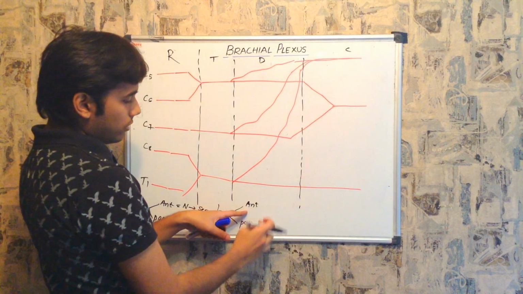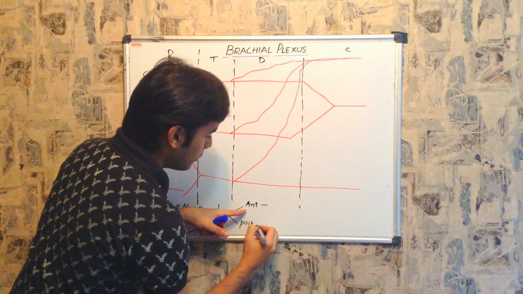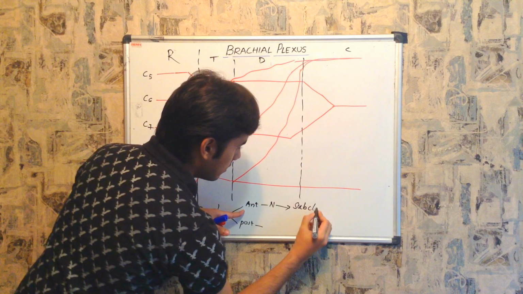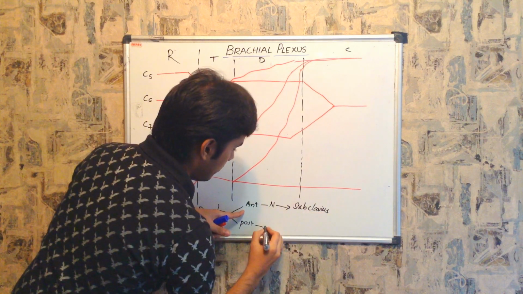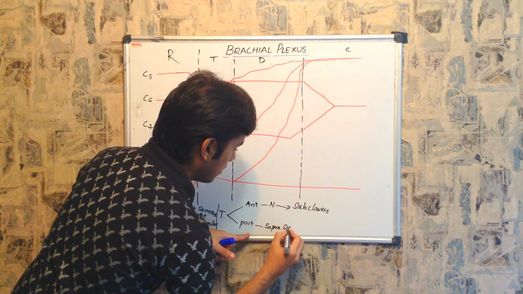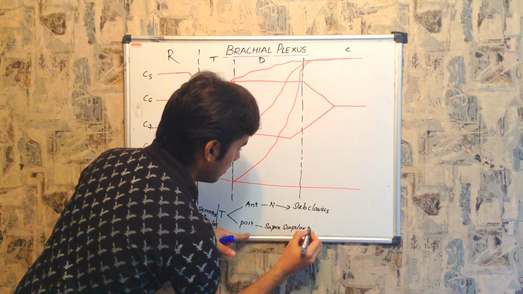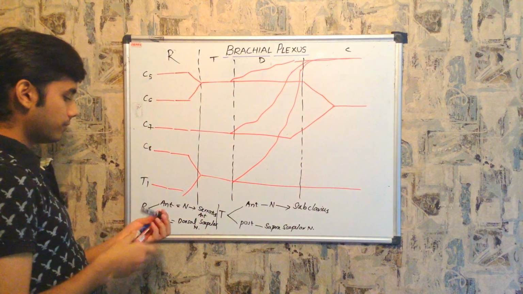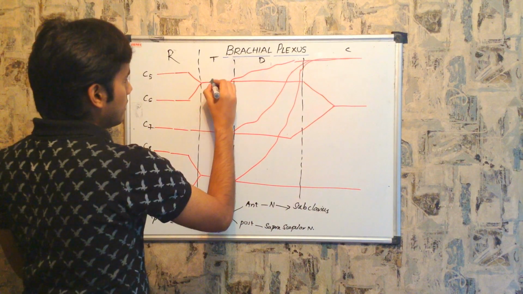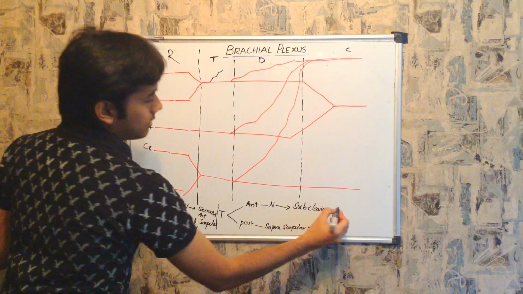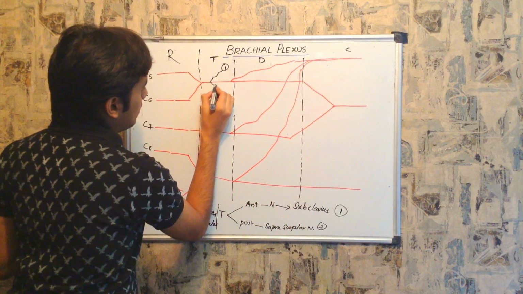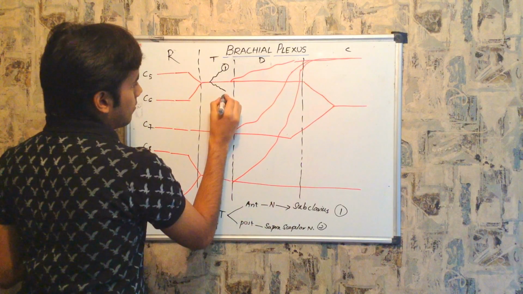The trunks also give out two branches, anterior and posterior. The anterior gives out the nerve to the subclavius muscle, and the posterior branch gives out a nerve called the suprascapular nerve, right? So here, as we see, the trunks give out two nerves. This is the first nerve, the nerve to subclavius, and this is the next nerve, the second, the suprascapular nerve, right?